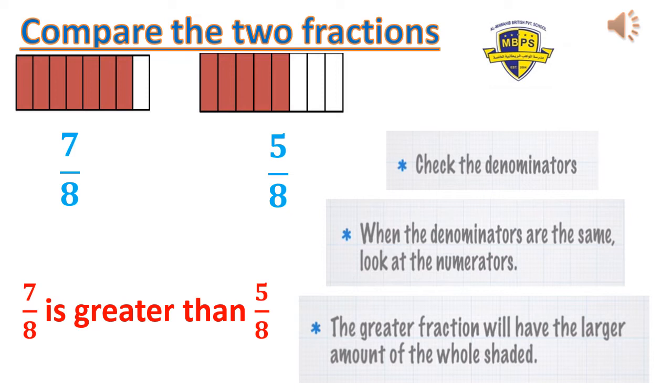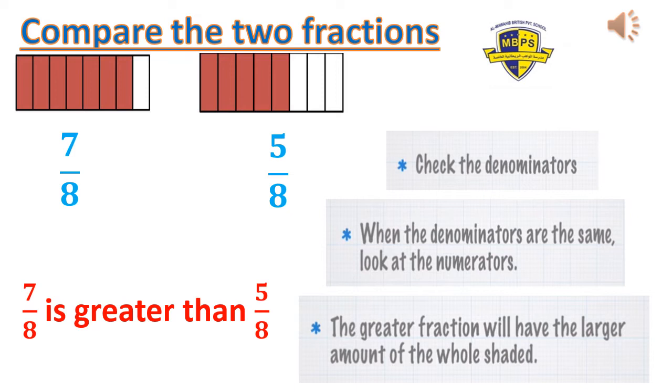Now when we have to compare the two fractions, we saw that we have to follow a few steps. Let's recollect. What is the first step? Yes, we need to check the denominators. Now, in the two fractions, the denominator is 8, which is same. So we follow the next step. When we have the same denominators, we look at the numerators.